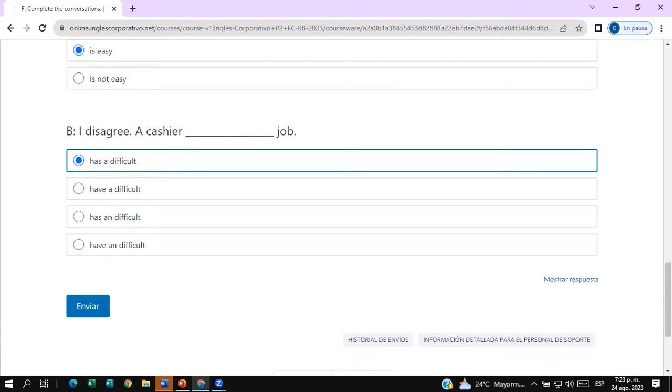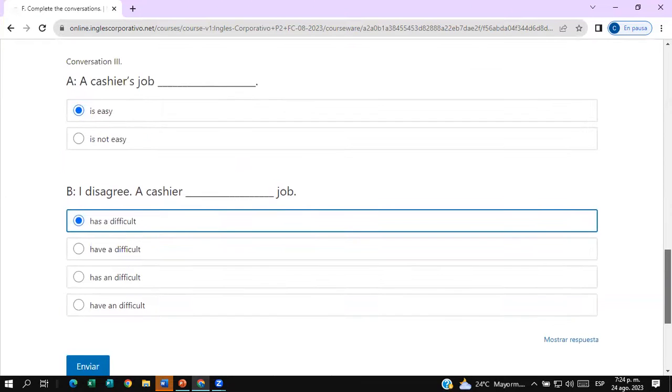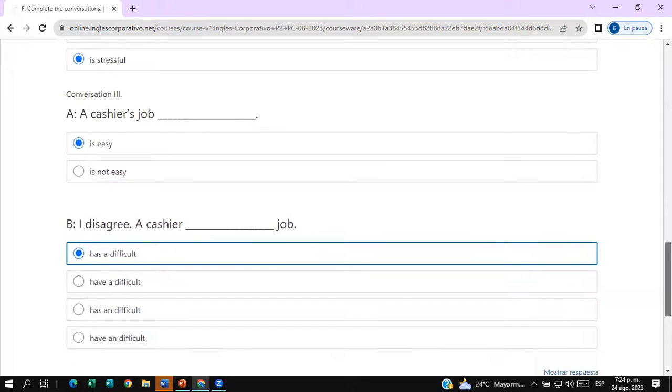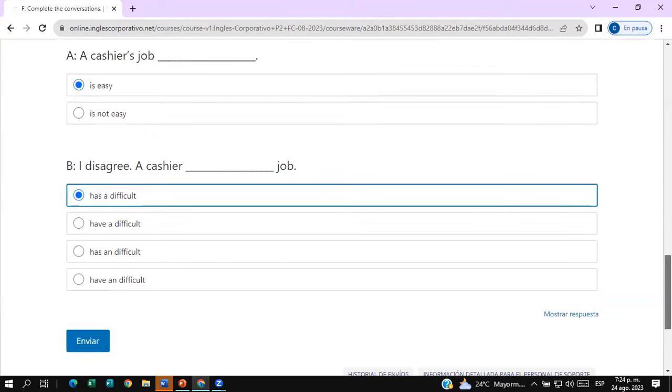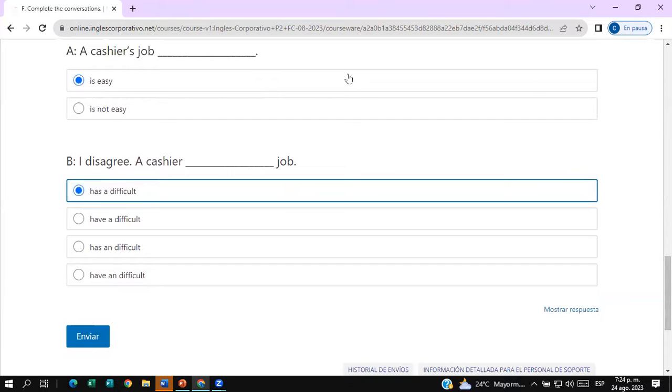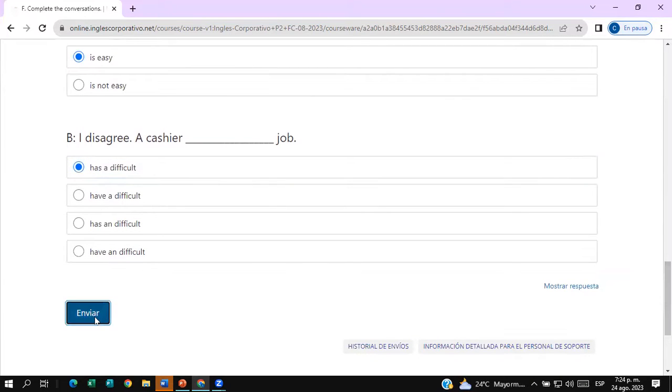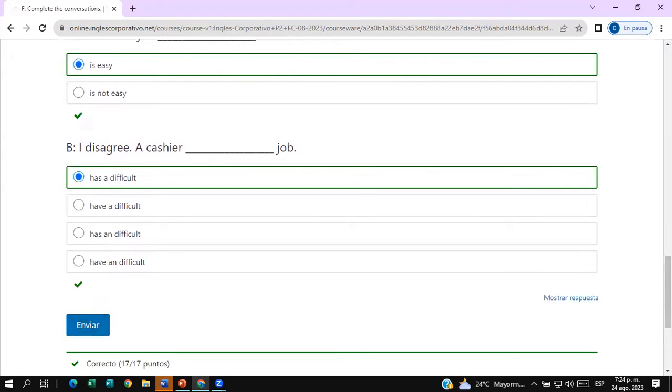Creo que me tocaba la B. ¿Cuál? No puedo ver bien. ¿Era esa la que respondí? Yeah. Sí, bueno, gracias. Let's check the answers. Yeah, you have 100. Great.